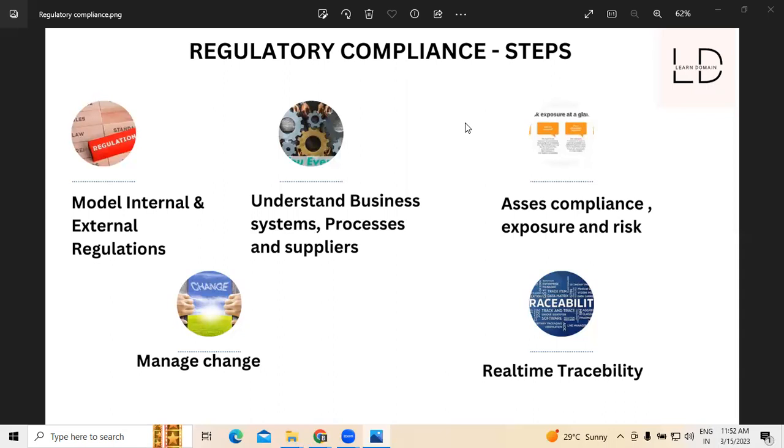When we talk about the first one, which is called model external as well as internal regulations, here there are many authorities that set regulations globally, followed by regionally and locally. And it is challenging to understand how they all relate to one another. When these external authorities introduce or change regulations, the impact to the business can be significant. Further, companies have internal policies and standards they use for their own operations and compliance needs.